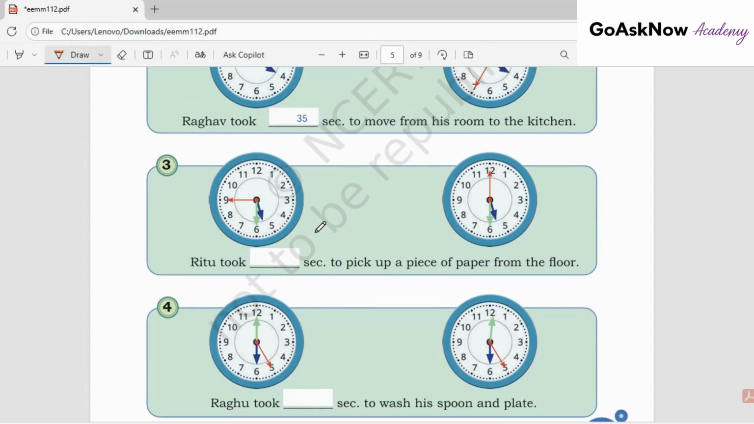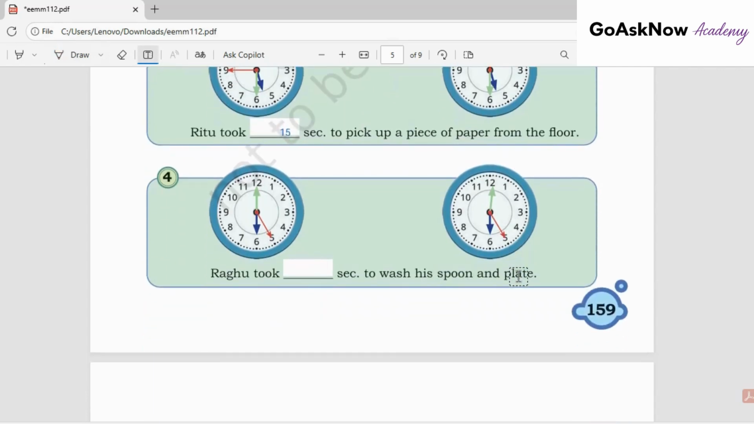Next, the same thing we have to proceed here. Here, the small one is on 5. Then the minute hand is on 6, which is 30 minutes. Then the second hand is on 45, which is taking to 12. Here 45, 50, 55, 60, which is 15 seconds. Ritu took 15 seconds to pick a piece of paper from the floor.